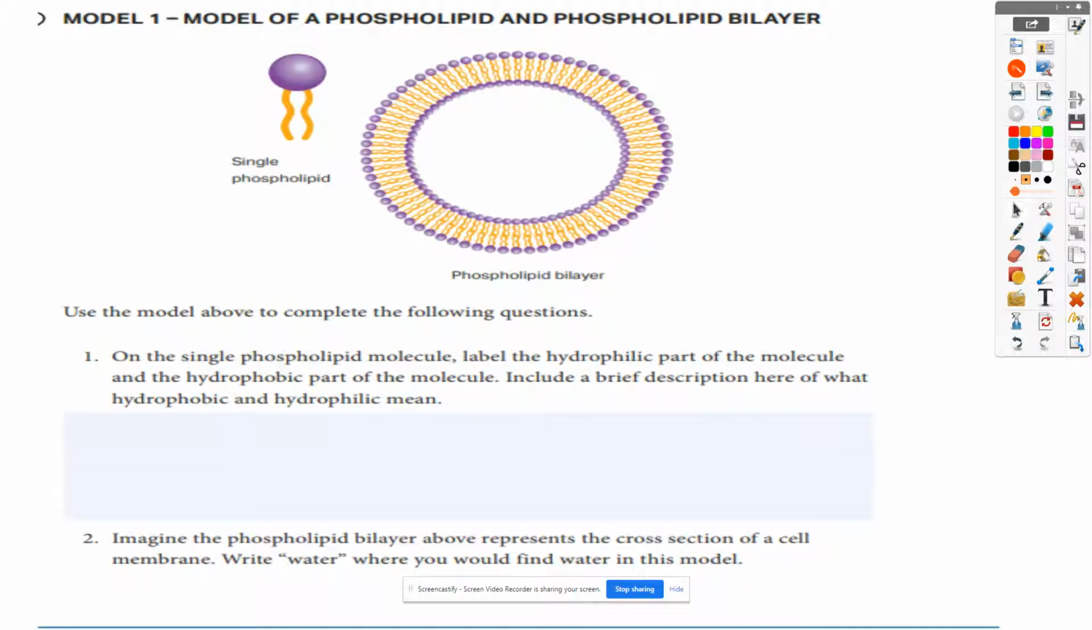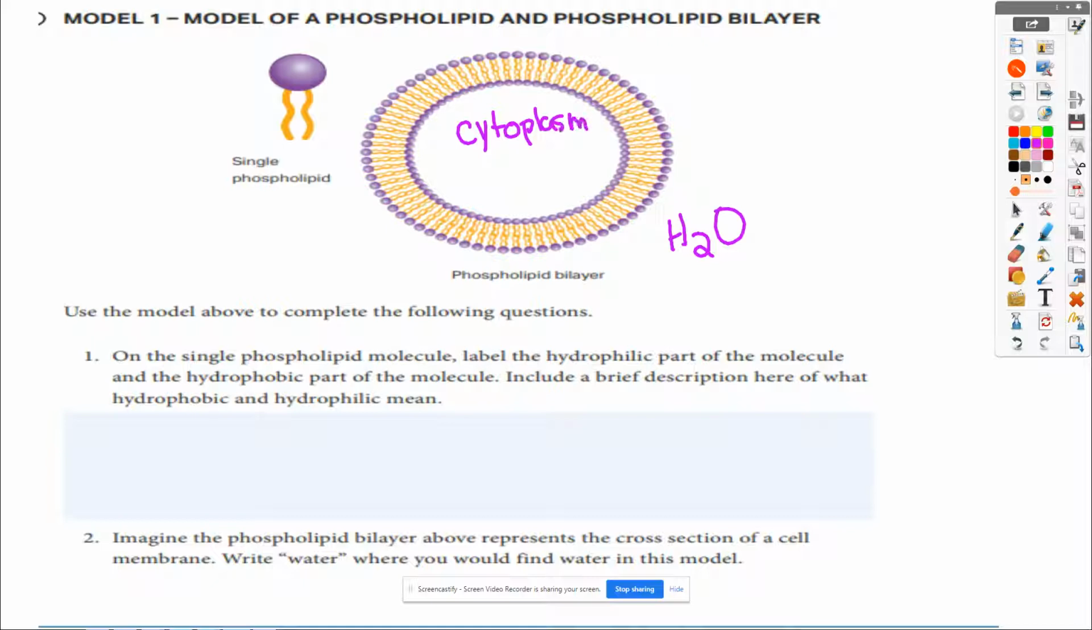So let's look at the bilayer first and pretend like it's a cell. And let's ask ourselves, if this was a cell, what would be outside of the cell? Now, you better understand cells in our body that make up our tissues, they are surrounded by fluids, and those fluids are mostly water. And inside the cell is filled with that jelly-like substance called cytoplasm, but cytoplasm is mostly water. So based on that, can you figure out which part of the phospholipid is hydrophilic and hydrophobic?